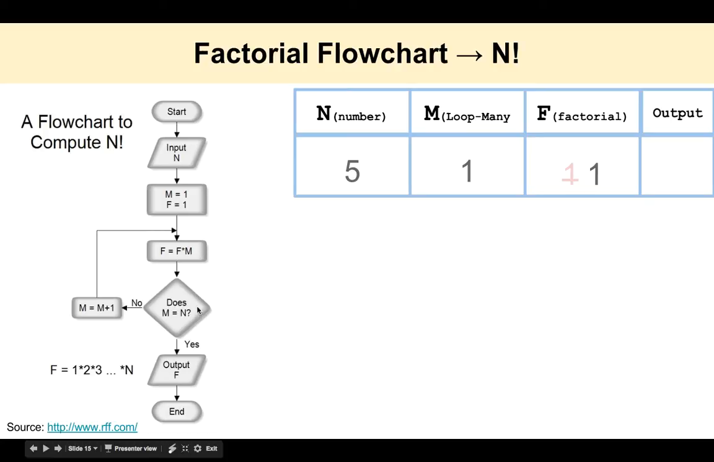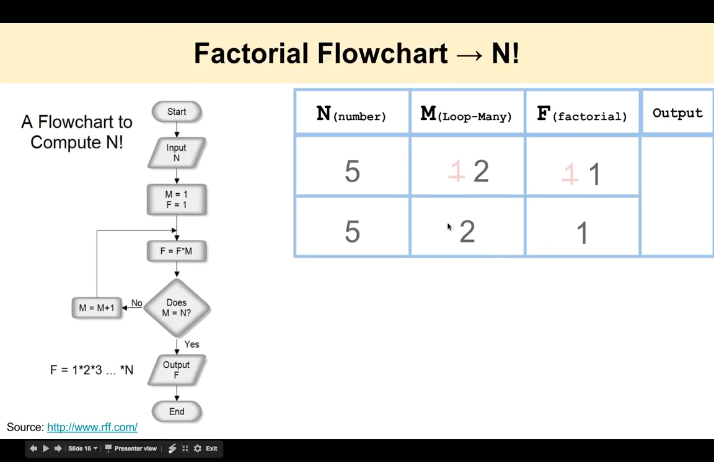So now we pop down to here of our code, and it says, does m equal n? So does m equal n? Well, no, m is 1 and n is 5, so no. So I have to go from the decision diamond over here to the no. Now there's a new calculation, so m is going to be equal to m plus 1. So m is 1 right now, so m is going to be 1 plus 1, so it's now going to be 2. And there's only one flow here, so I have to go up here, and now I'm back to f equals f times m.